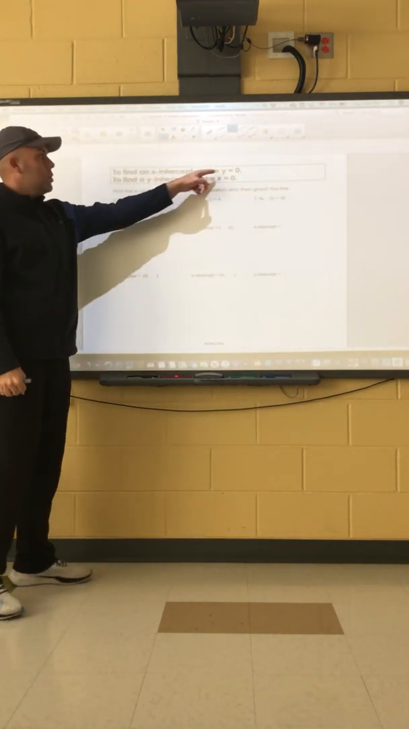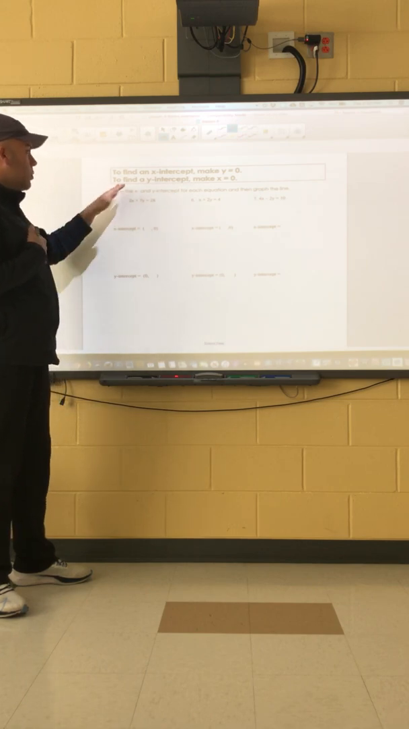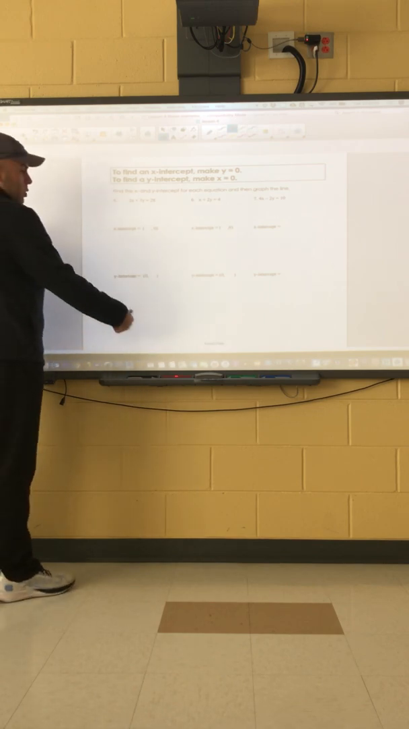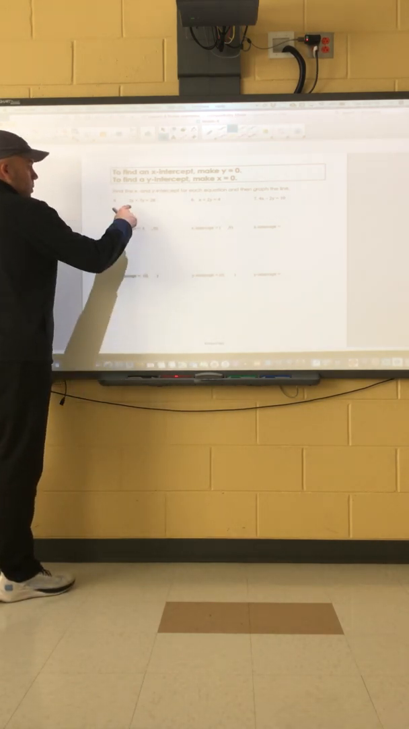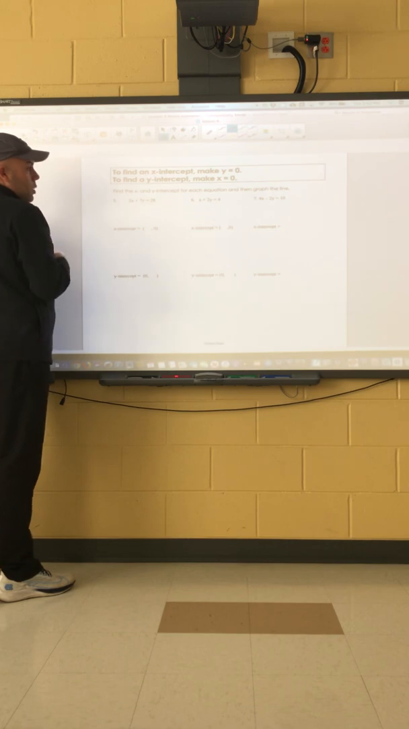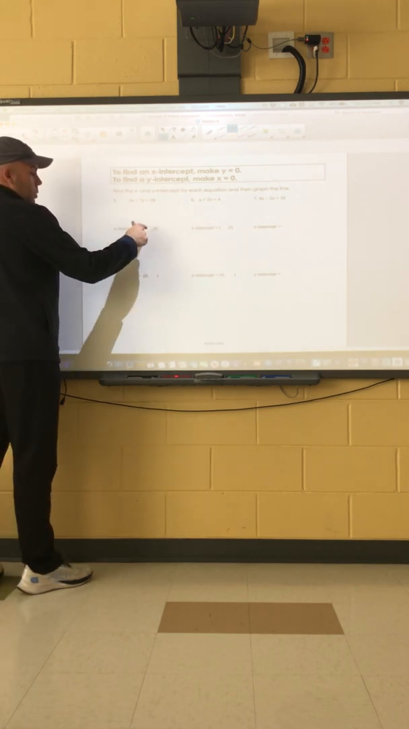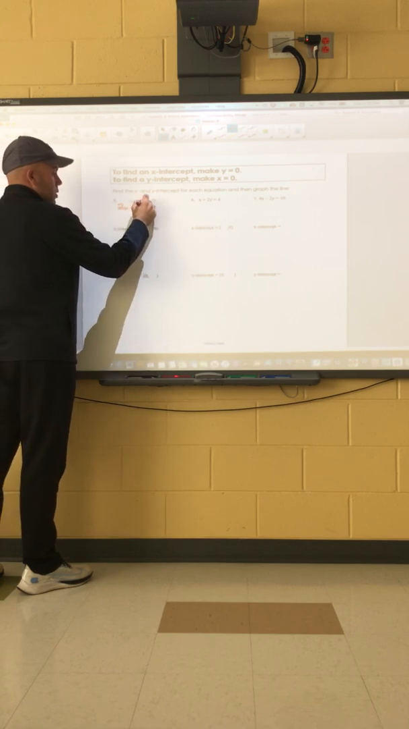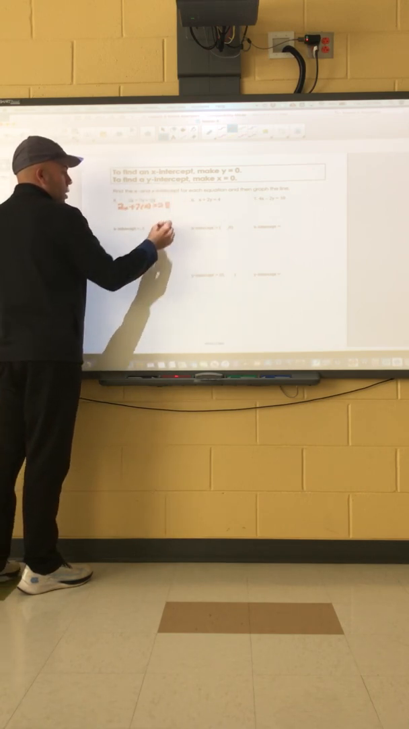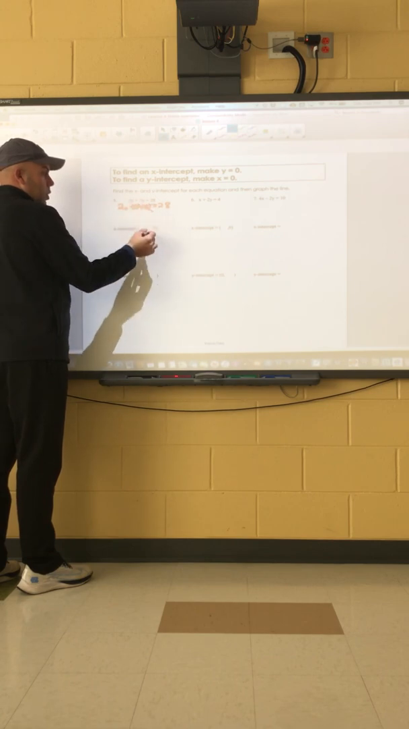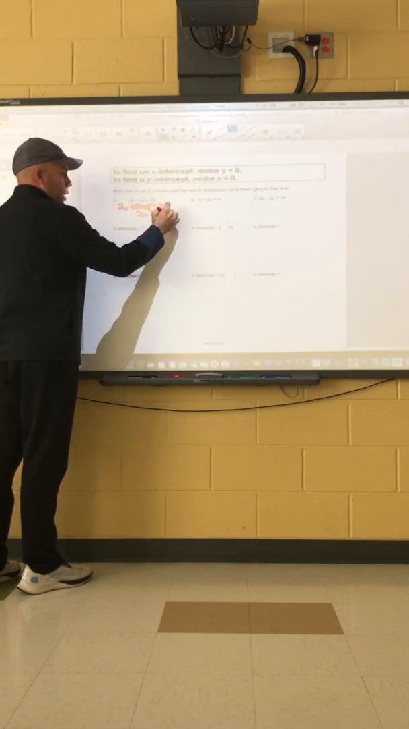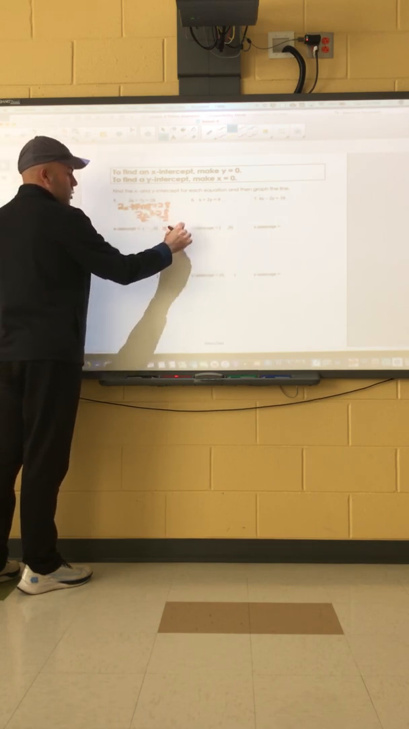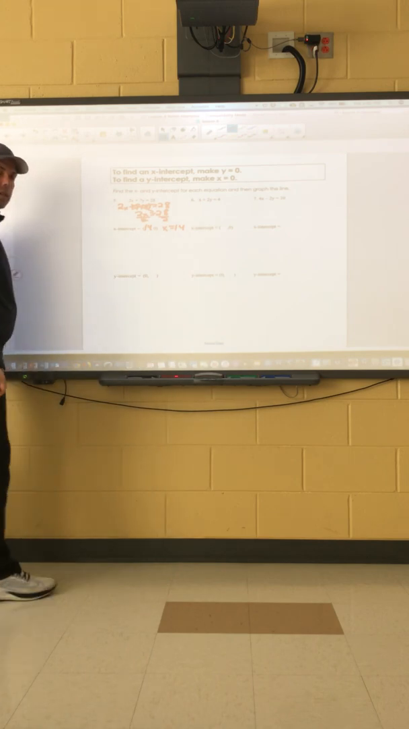To find an x-intercept, I'm going to make the y equal 0. To find a y-intercept, I make the x equal 0. Let's do that, and then we'll sketch a graph and show how we do it. Here I see 2x + 7y = 28. For the x-intercept, the y needs to be 0. Let's substitute that in. 2x + 7 times 0 = 28. Anything times 0 is just 0, so that's gone. So I get 2x = 28. Now we use our skills to solve. Divide by 2, divide by 2, x = 14. So this point should be (14, 0).